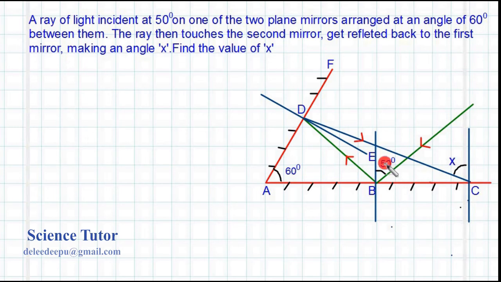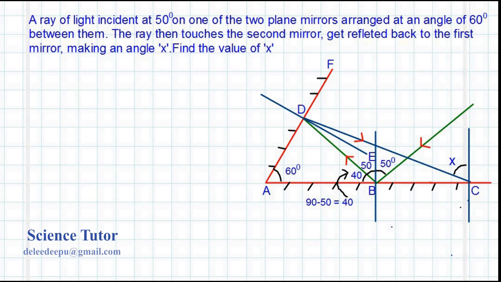This is 50. We know that angle of incidence is equal to 50, then angle of reflection is also 50. According to laws of reflection, this angle, this B, is 50 degrees. Now we can calculate angle DBA, this angle. That is 90 minus 50, that is equal to 40. They make the complementary angles.